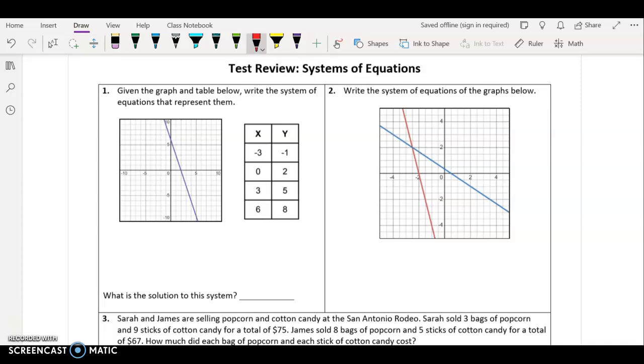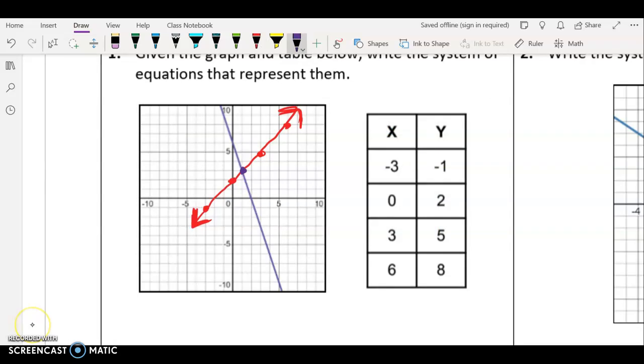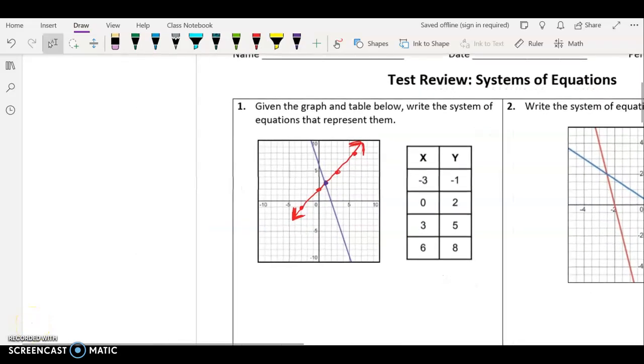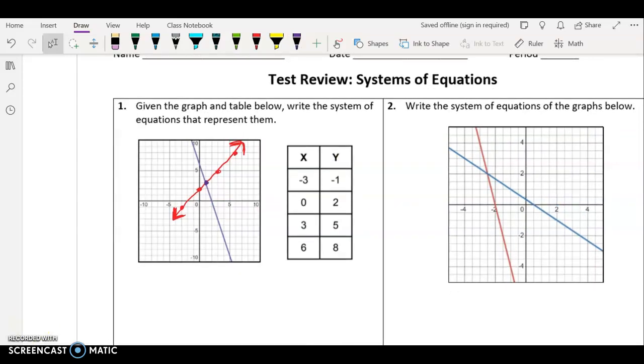Okay, so go ahead and pause the video and try question number 1. So looking at question number 1, hopefully you noticed that it gives you a graph. That's the line that has a negative slope, and then it gives you a table. Keep in mind that each of these are two different lines. One of them is graphed and one of them is written as a table. They are two different things.